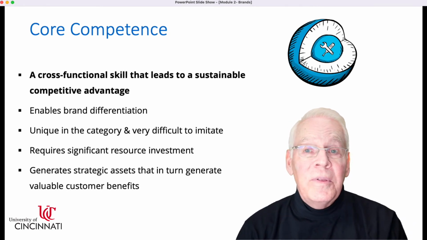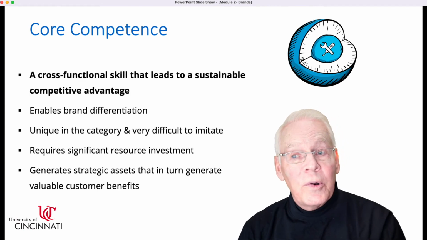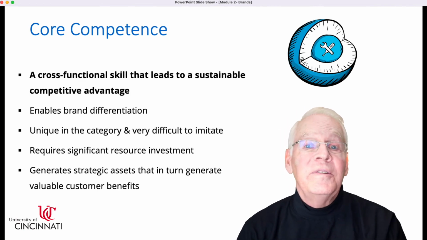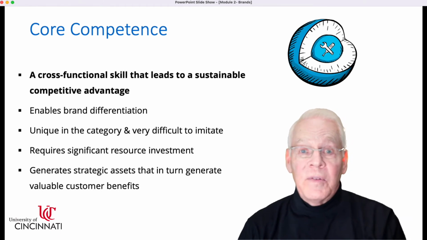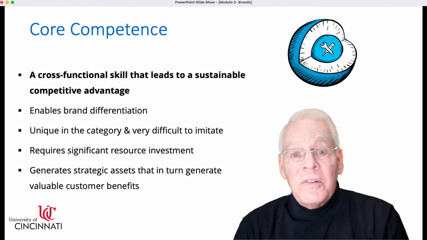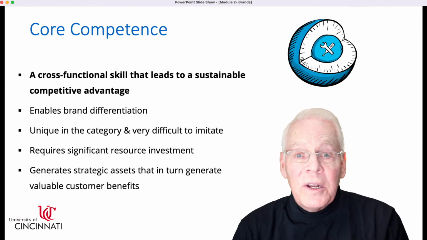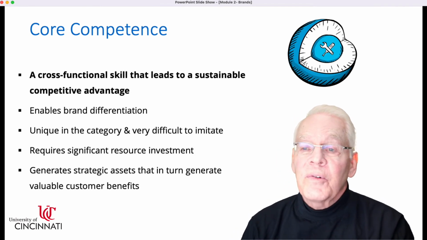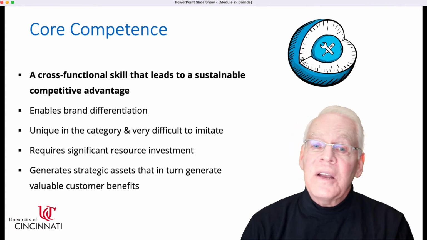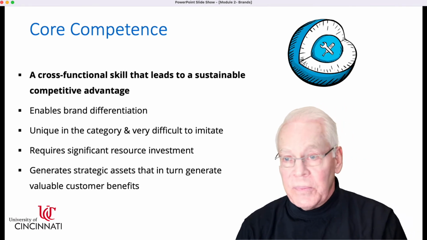And the core competence, those core skills are so important because that's what enables you to differentiate from other companies if you use them effectively and groom them. And it's unique to your company. You have to invest in it. But what core skills are used for is to create assets, strategic assets that turn into benefits.